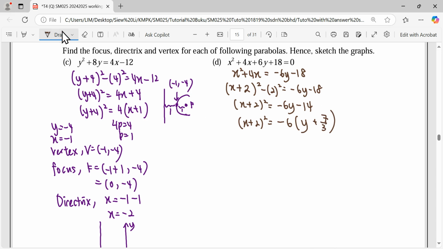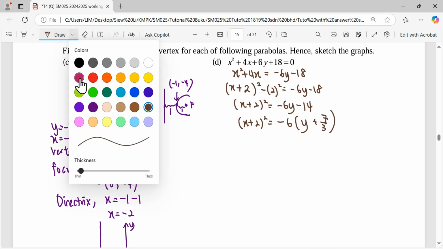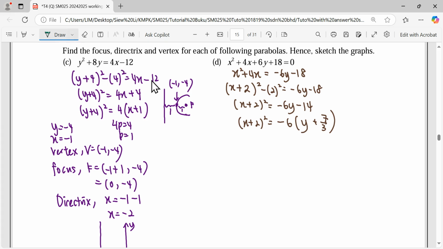From here, we can read out our information, where x will be equal to negative 2, y will be equal to negative 7 over 3, and 4p, which is the coefficient of y that we factorized just now, is negative 6, so p will be negative 3 over 2.